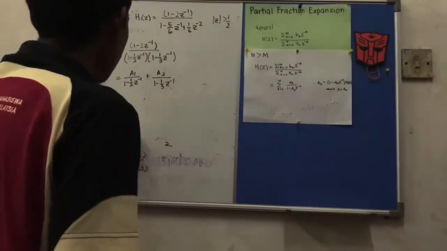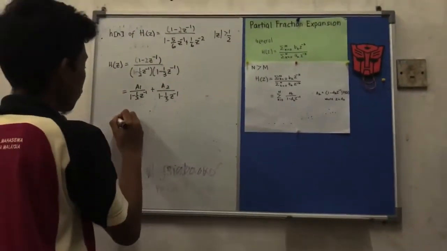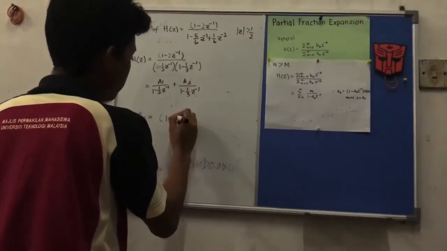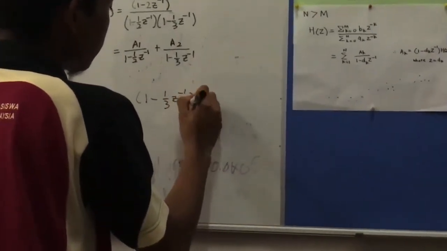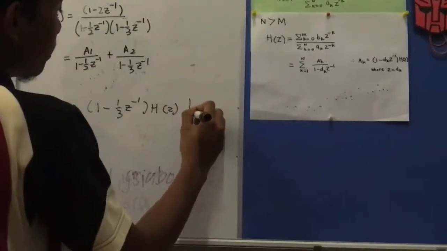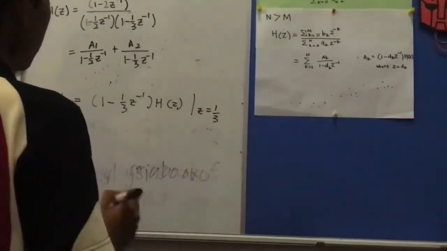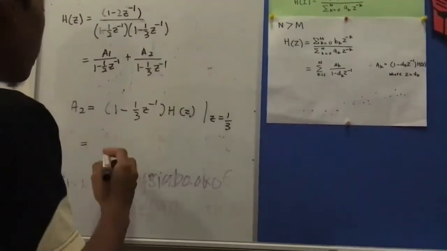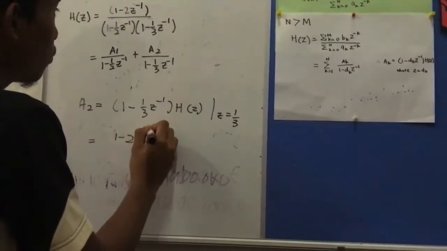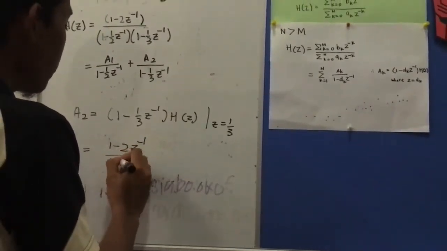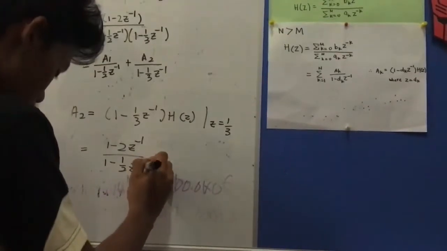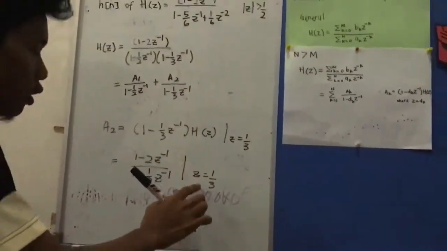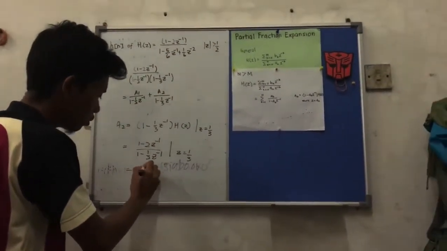So next, we're going to proceed with A2. For A2, we have (1 minus 1/3 z^(-1)) H(z) where z is equal to 1/3. So we insert into the main equation, substitute z, we get (1 minus 2z^(-1)) over (1 minus 1/2 z^(-1)) where z is equal to 1/3. After we substitute the value of z, we get the answer equal to 10.